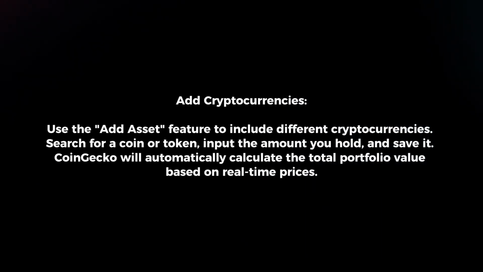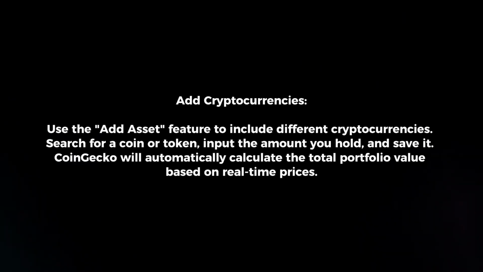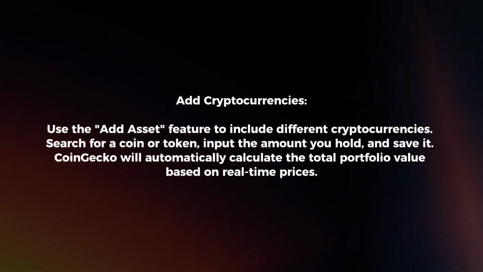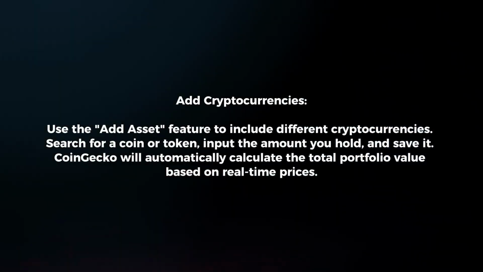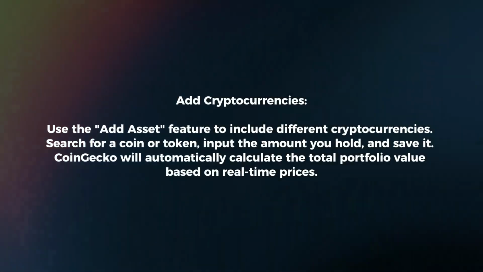Add cryptocurrencies. Use the Add Asset feature to include different cryptocurrencies. Search for a coin or token, input the amount you hold and save it. CoinGecko will automatically calculate the total portfolio value based on real-time prices.